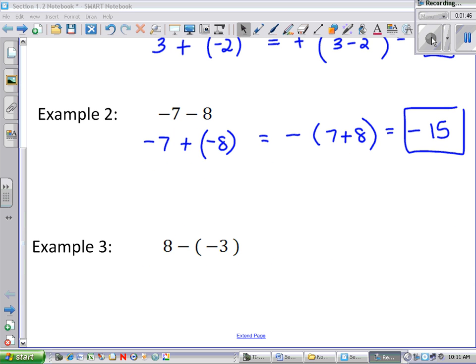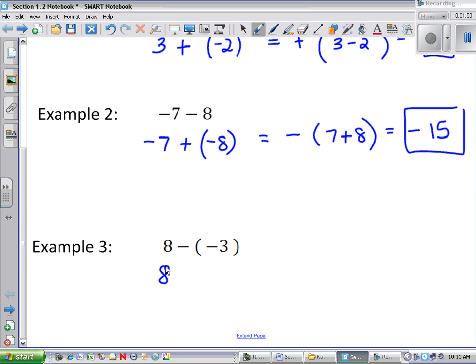So here we have 8 minus negative 3. 8 stays the same. When we subtract, we're going to add the opposite. So we're going to add, and the opposite of negative 3 is positive 3. Now we have two positive numbers. We're just going to add, 8 plus 3 is 11. And there's our final answer.